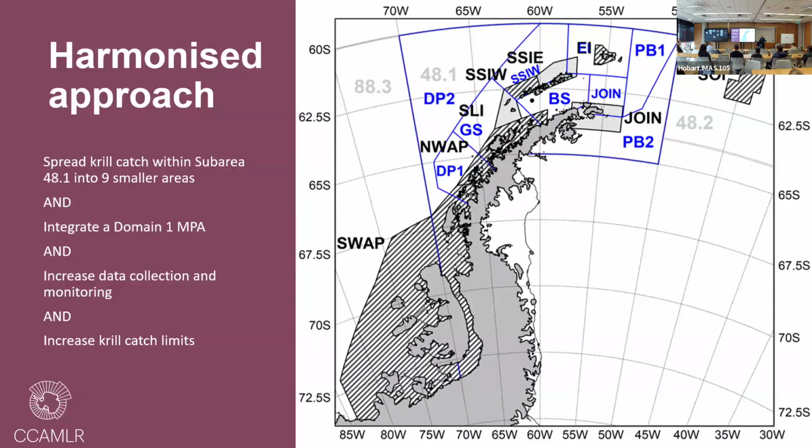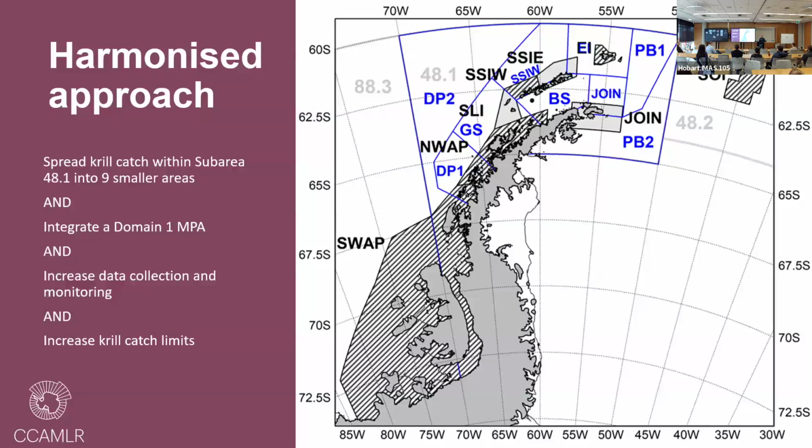So we're calling this the harmonized approach because we had a workshop, a symposium actually, back in August, July, only 2 months ago, since it was years. And we developed this harmonized approach. And the idea behind this is that all those blue polygons are the management areas. So there are 9 management areas in subarea 48.1. The hashed and lightly shaded gray areas is a marine protected area proposal for the Antarctic Peninsula. Both of those have been around a while.